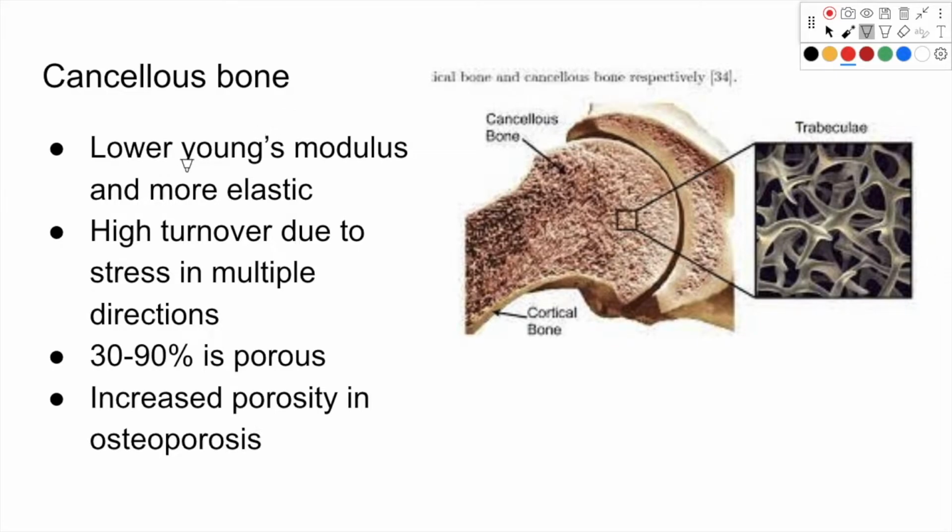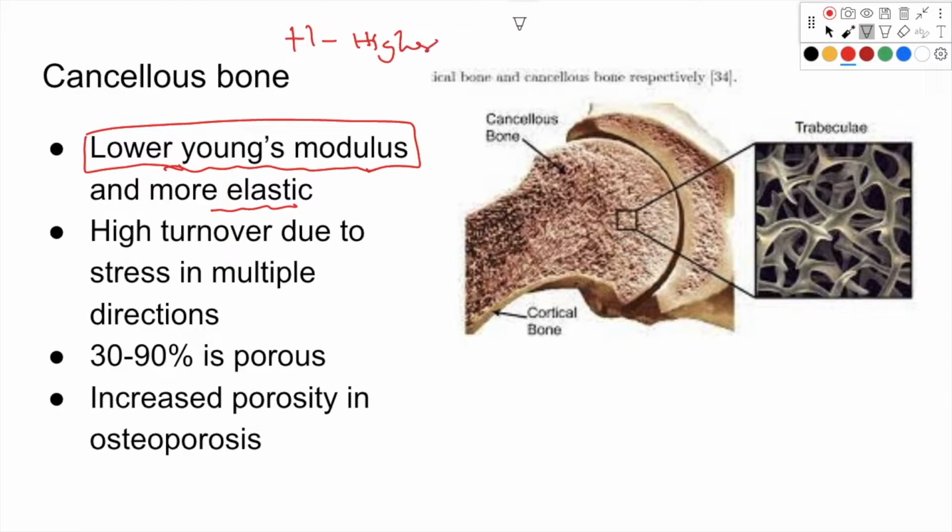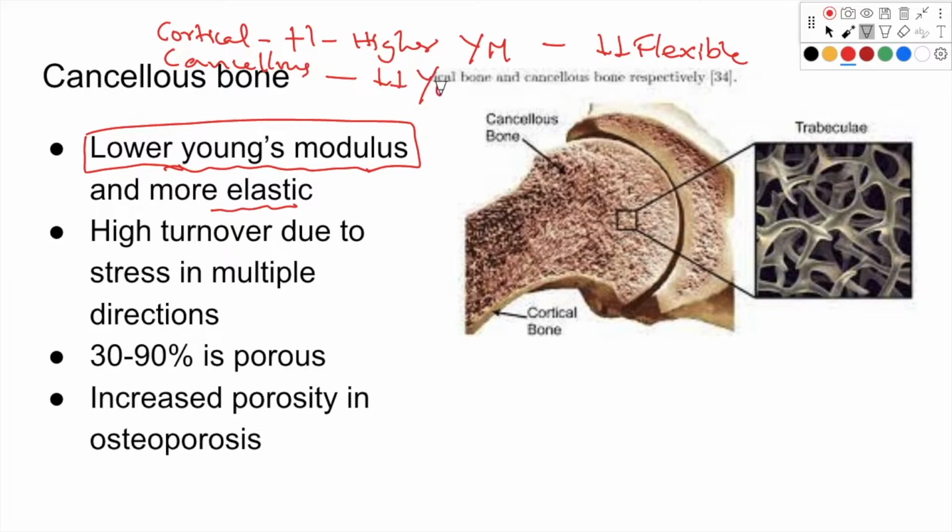Cancellous bone has lower Young's modulus because it is more susceptible to stress. It undergoes more change. It is more elastic, and therefore remember it has lower Young's modulus. Cortical bone is harder, H for H, harder, higher Young's modulus, and less flexible, whereas cancellous bone has a lower Young's modulus and is more flexible.